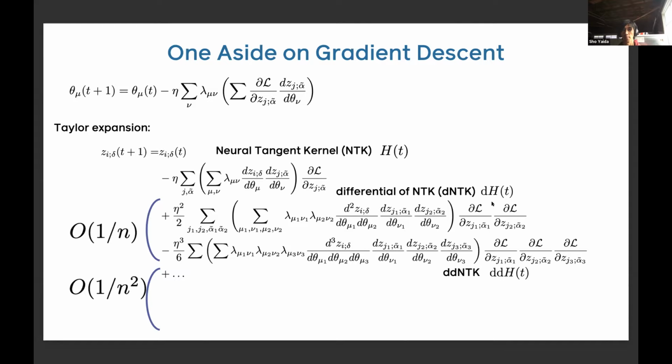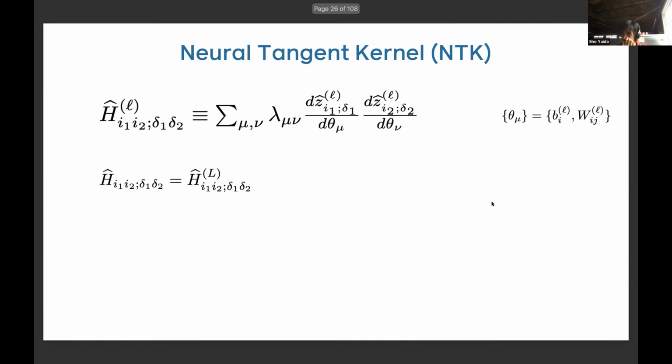So far, so good. Okay, since NTK is pretty important, let me take one more slide to decompose what it is. I'm going to define something that is layer dependent, because my approach would be recursive, so it would be good to have NTK defined for each layer. Here you take a pre-activation in the l-th layer, take a derivative with respect to whatever parameter, and square them, putting in this lambda mu nu in general.